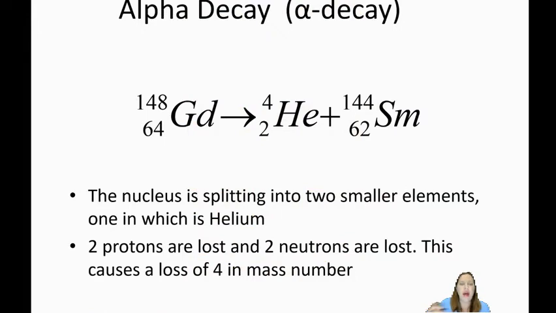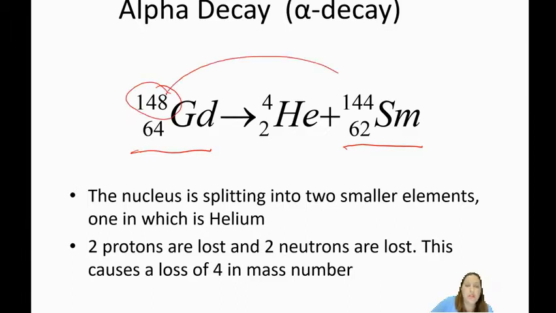So, alpha decay. In alpha decay, we have what's called our parent nucleus, and our parent nucleus produces our daughter nucleus. What's produced is called the daughter nucleus. Notice in alpha decay, our mass number changes by 4. So you drop your mass by 4, and your atomic number drops by 2. So -2 protons and -2 neutrons is equal to a mass change of 4.